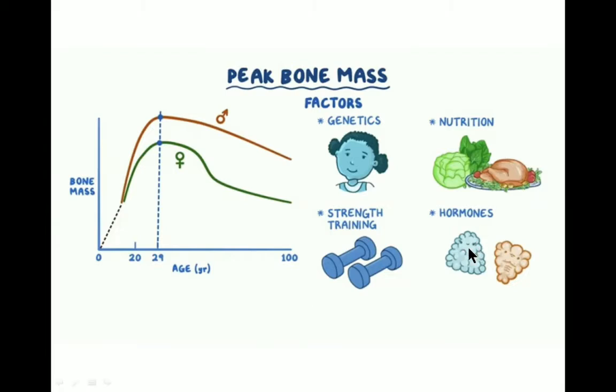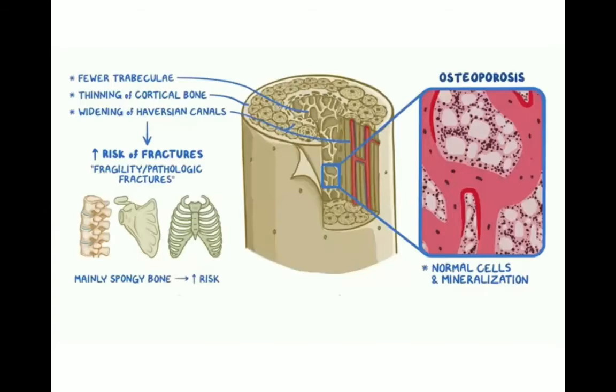Okay, these are some of the factors which affect the bone mass. Now in osteoporosis, basically what happens is that the cells will be normal, but there will be an increased mineralization. Some of the changes that happen in bone due to osteoporosis are that there will be fewer trabeculae, that is the center spongy bone that has the trabeculae. So there will be a reduced number of trabeculae after osteoporosis, and there will be a thinning of this outer hard layer, that is the thinning of cortical bone you can observe.